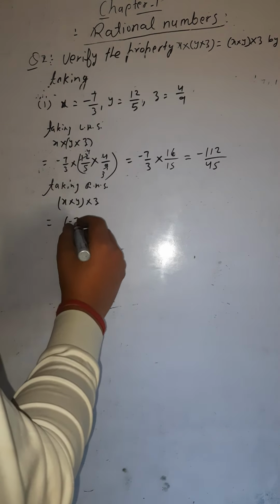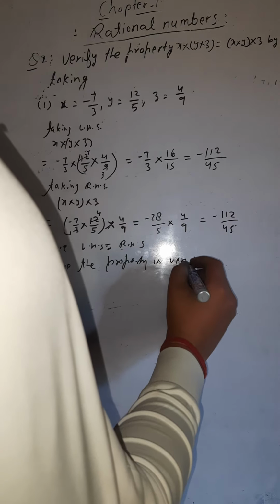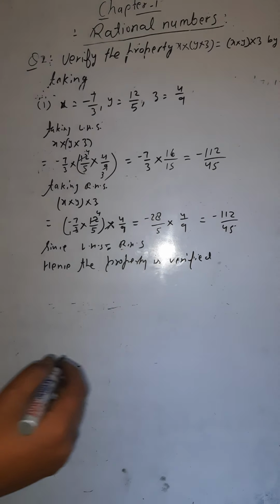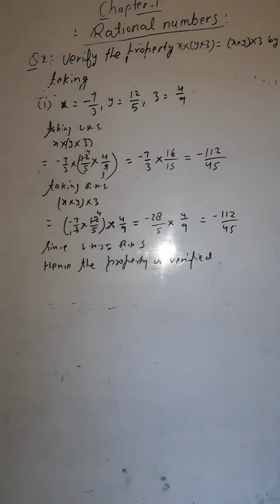So here you can see in both the cases you have the same answer, which is minus 112 by 45. Okay, so again right here, since LHS is equal to RHS, hence the property is verified. So this is how you would solve the question.